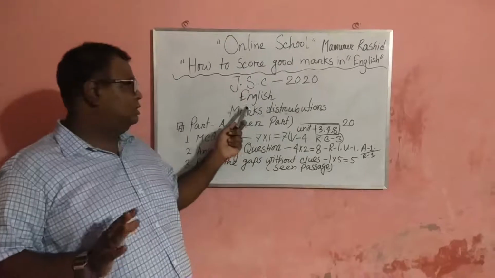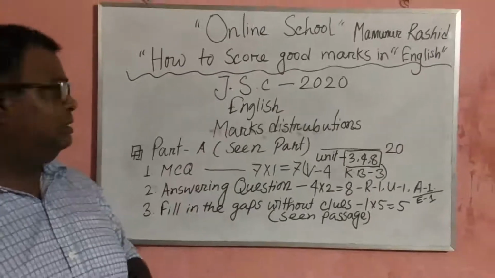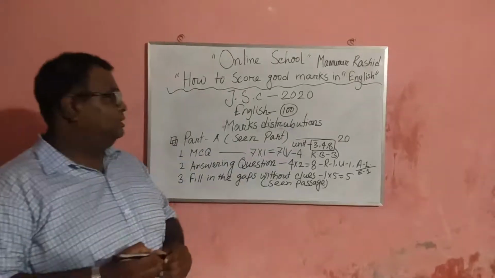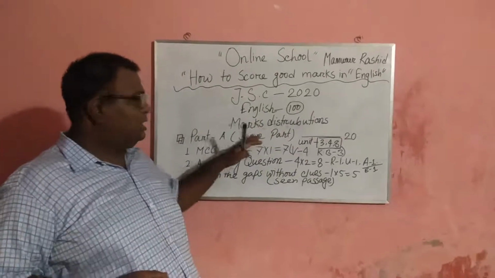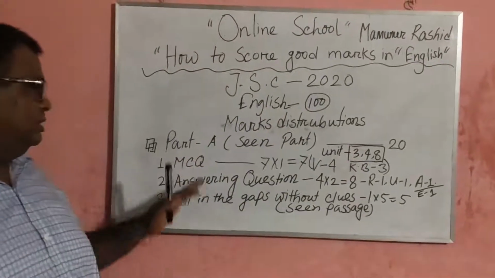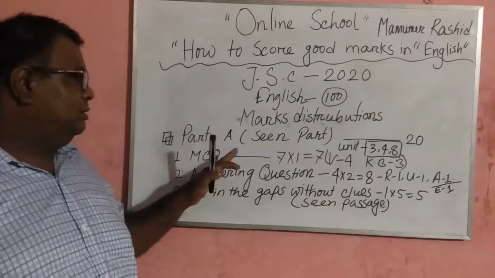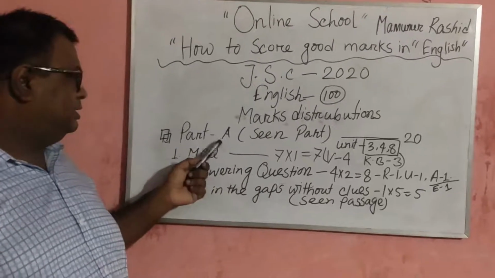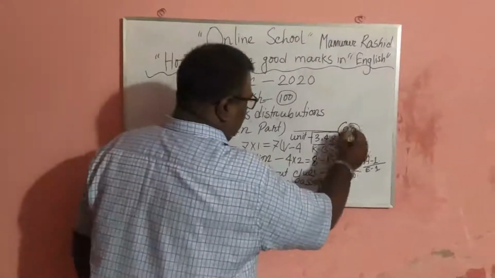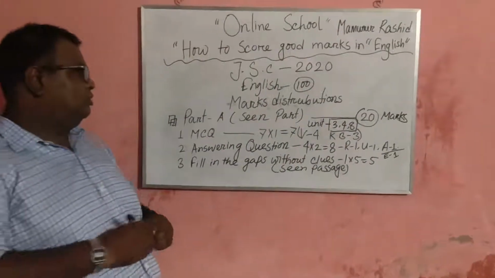We know, especially the J.S.C exam 2020 will be held with the English subject only 100 marks, and here I write the mark distribution of English. First of all, in English, we have three parts. We have to face three parts in the question. First part, part A, the seen part. In the seen part, we have only 20 marks. The distribution of marks is here.